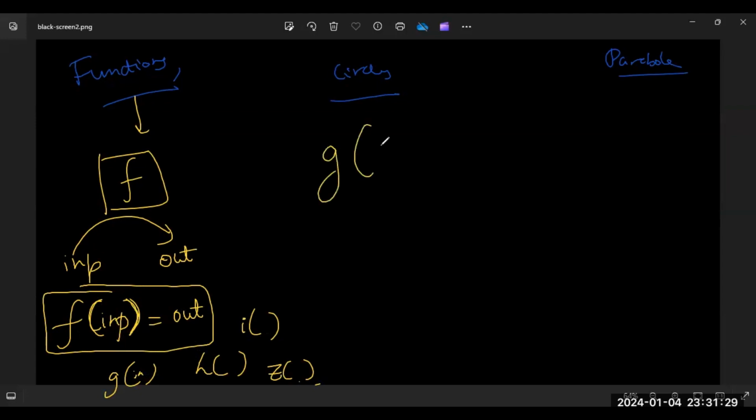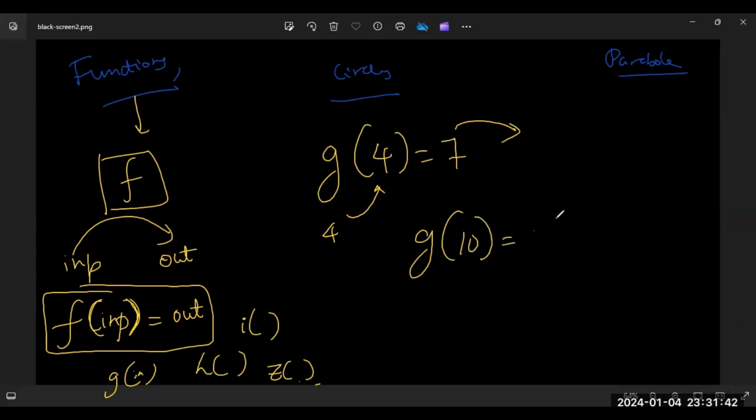So for example, if I say g of 4 equals 7, what it means is, if I put in 4 as the input, I get 7 as the output. It's like a computer. So if I put in 10 as the input and let's say it becomes minus 1, then I represent it as g of 10 is minus 1. Simple. Whatever is within the bracket is the input. Whatever is outside the bracket after the equal to sign is the output.